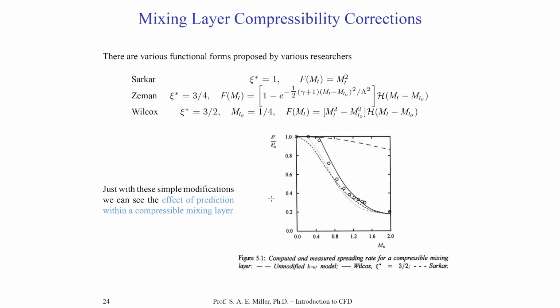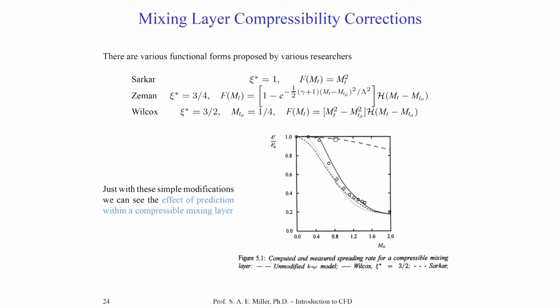Here we see the prediction of a compressible mixing layer. That is a shear layer, if you will, with compressibility effects. The x-axis represents convective Mach number. The y-axis represents, of course, some spreading rate relative to a base spreading rate. That is the rate at which the shear layer spreads because of the turbulent mixing. The dots are experiments. And of course, these 3 particular models show the results. The dashed line is the classic k omega model, which was found through incompressible formulation. The long line and the dashed line are of Wilcox and Sarkar.